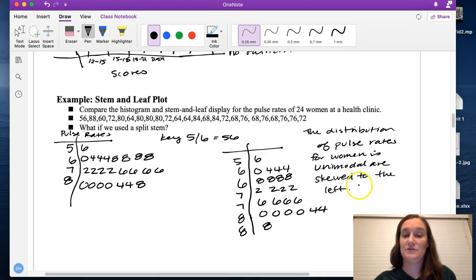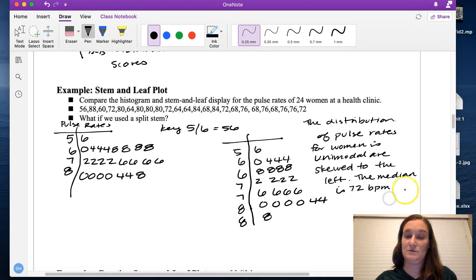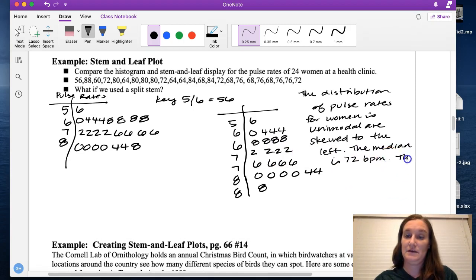All right, so if it's skewed, we're going to report the median. So we'd say the median is, and then we'd want to actually find it. All right, so if I count to the middle, let me see if I can do that real quick. And this is why having them be, oh, it's going to be 72. It's in that 2 somewhere. The median is 72, and if you know the units, you want to use them. So beats per minute.